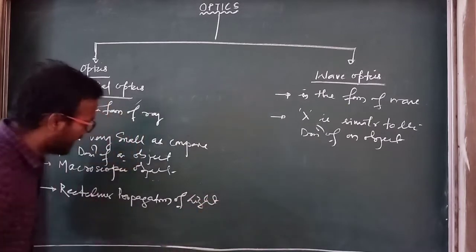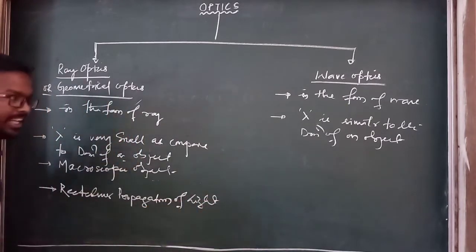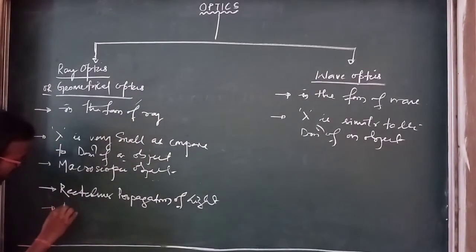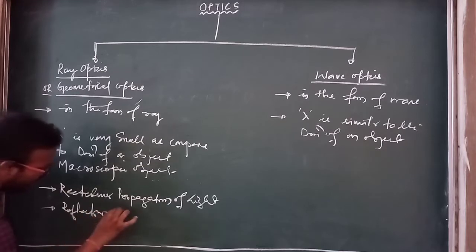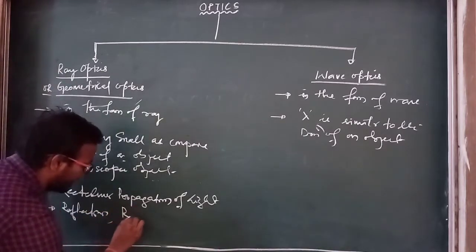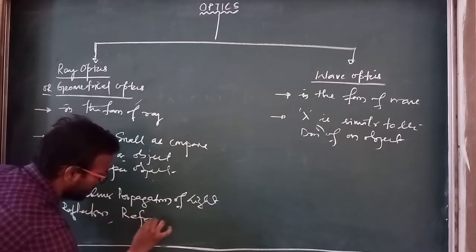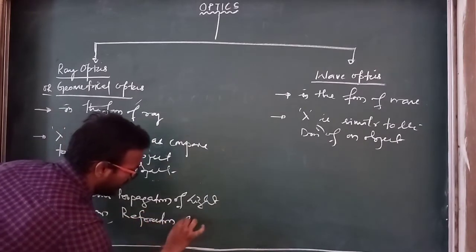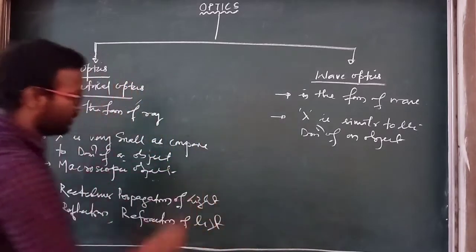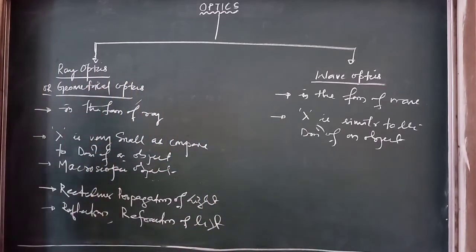That means the light propagates in a straight line. Next, we will discuss what is reflection of light and what is refraction of light. These are the important terms related to ray optics.